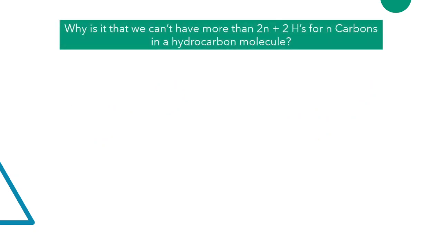Okay, so now we come back to the proof. Why is it that we can't have more than 2n+2 hydrogens for n carbons in a hydrocarbon molecule? We saw that we can't have double bonds, we can't have triple bonds, we can't have rings, but we can have branches. Okay, so now let's come back to the algorithm.